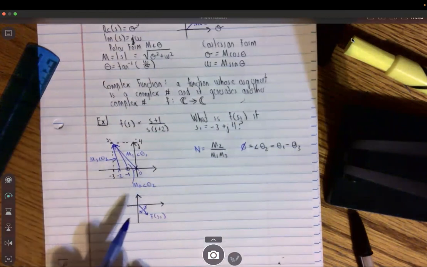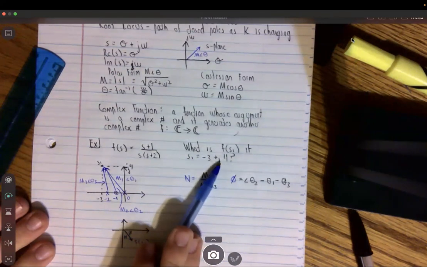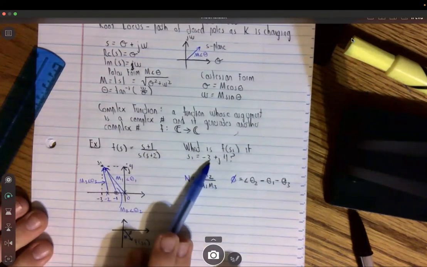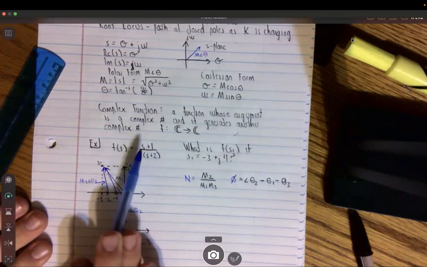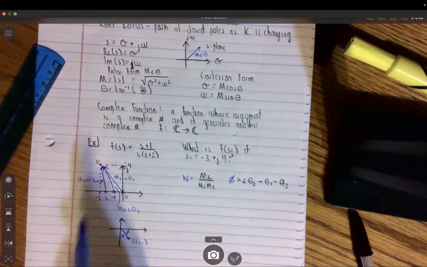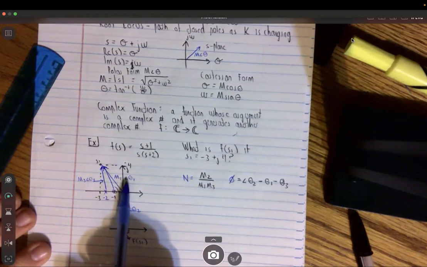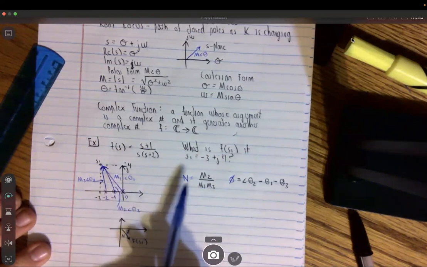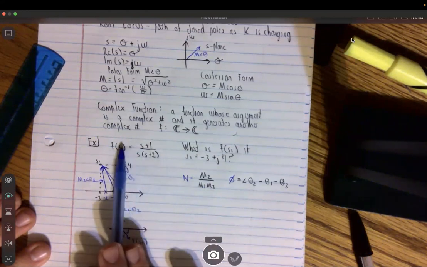And so that would be showing it graphically. If you input a complex number into here, so that complex number was -3 plus j4, and then we use what we had defined here for our complex function. We graphed the 0 and we graphed the 2 poles, then we connected them in order to find out the magnitude and the phase angle contribution by each, in order to determine what's going to be the complex number output by this complex function.